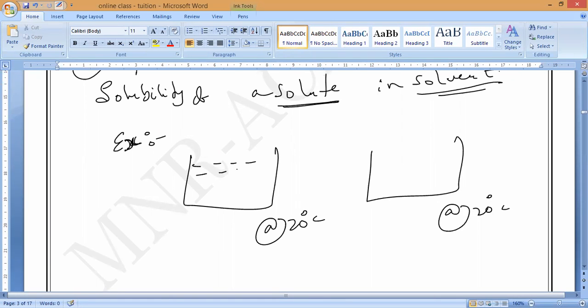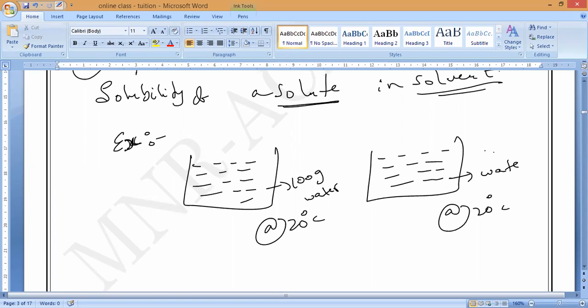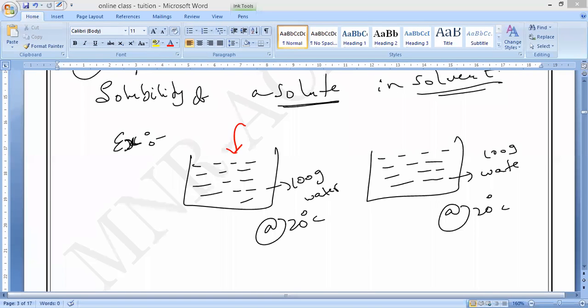And in this one, I am taking 100 grams of water. Is it yes or no? And here also I am taking how much? 100 grams of solvent. In this, I will add potassium nitrate.